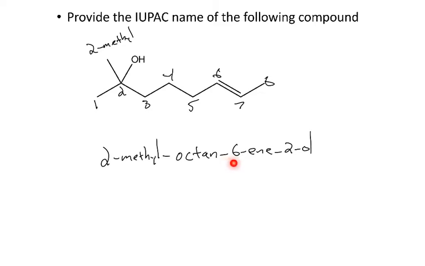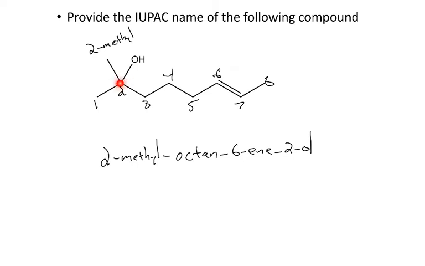So the 6 comes just before the unsaturation, and then the 2 comes just before the suffix of the higher priority group. All right, now we've got most of the name, but we need to be careful if we have any stereo descriptors that we need to talk about.